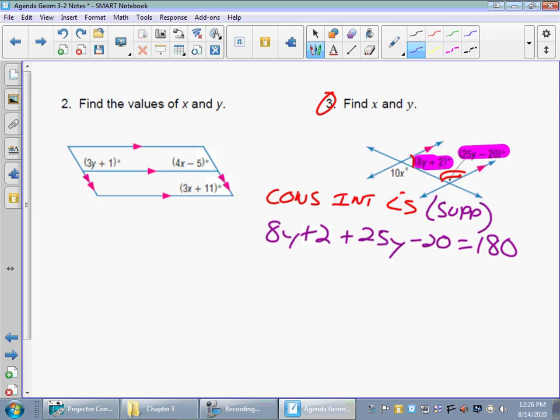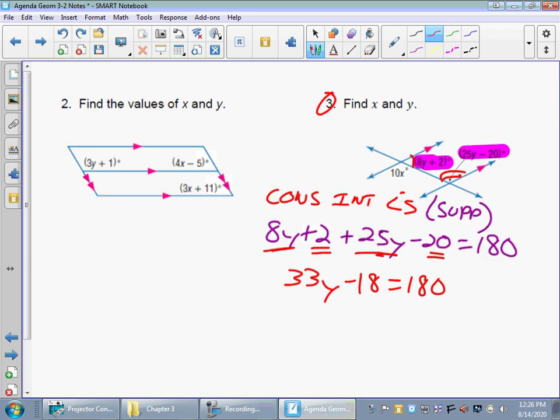So when I do that, I got terms I got to combine. I got an 8y and a 25y. That's going to give me a 33y. And then I've got a 2 and a negative 20 is going to give me a negative 18 equals 180.